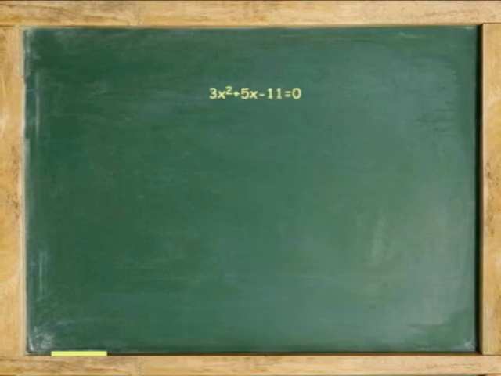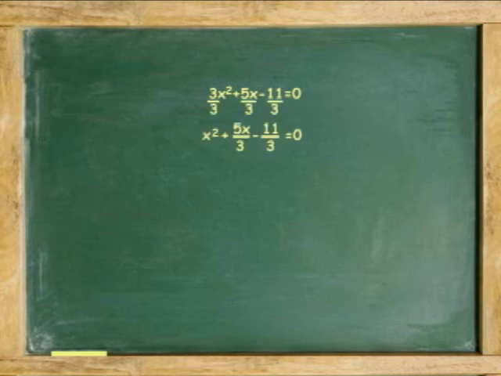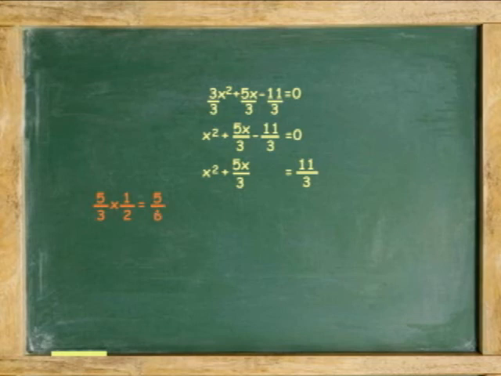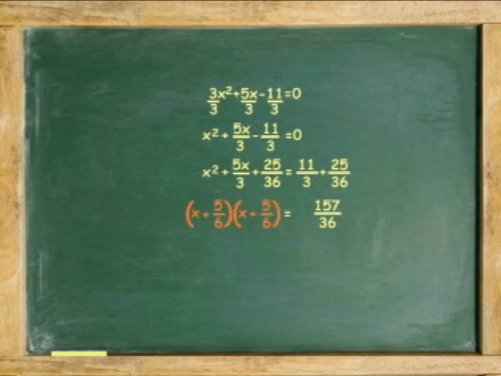Another example. Divide the equation by 3. Move -11/3 to the right. Complete the square. 1/2 of 5/3 is 5/6, and 5/6 squared is 25/36. Add 25/36 to both sides of the equation. Add the right-hand side. Factor the left-hand side as a perfect trinomial square and find the square root of both sides.